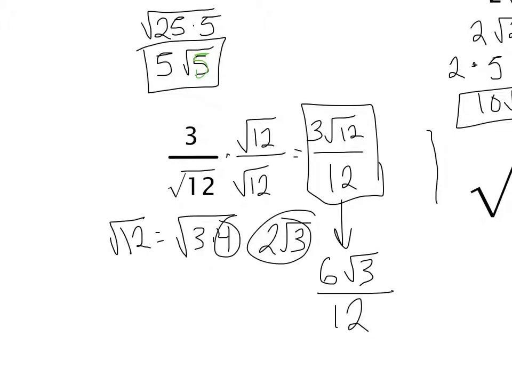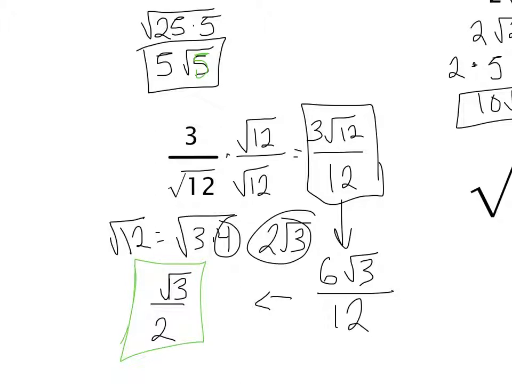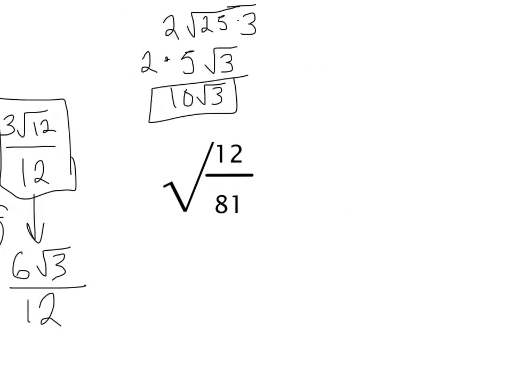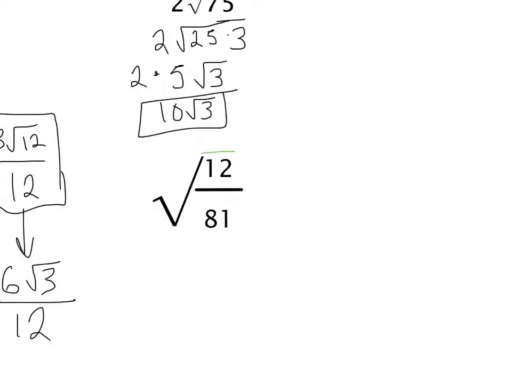Which, if you take even a further look, 6 over 12, that's the same thing as 1 over 2. So I keep that square root of 3 on top, 1 over 2. There you go. This is my final answer. Nice. Alright. Got another one here. Whoops, let's do that in black instead.